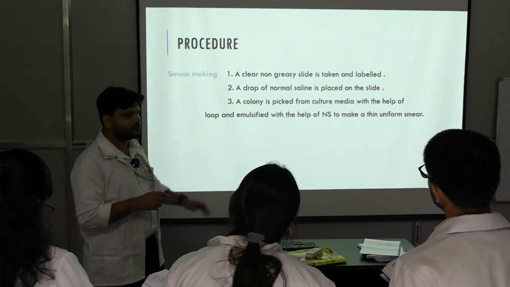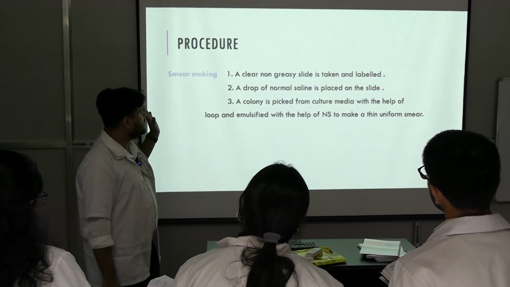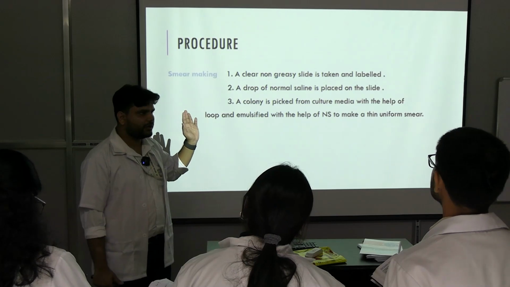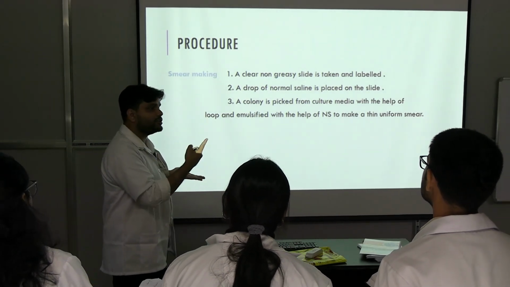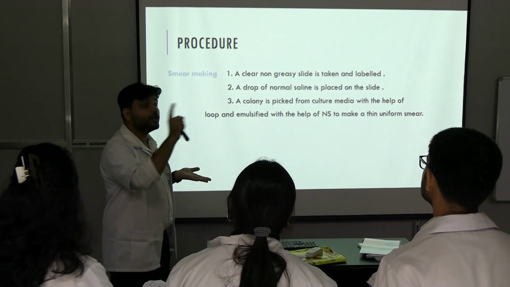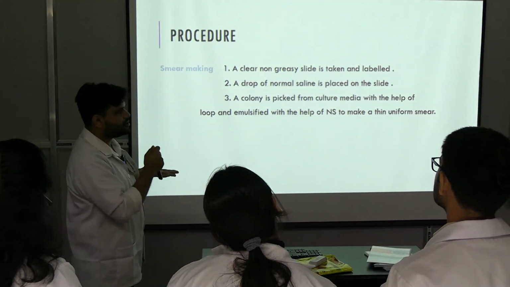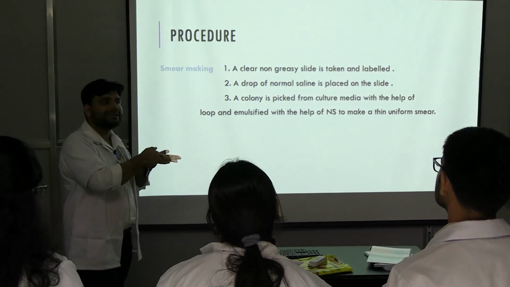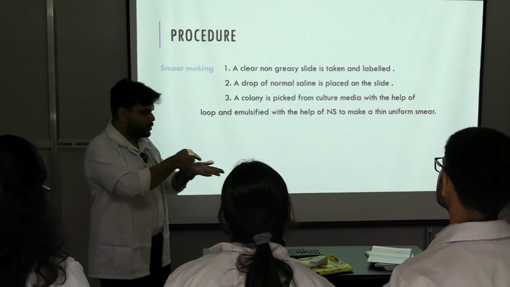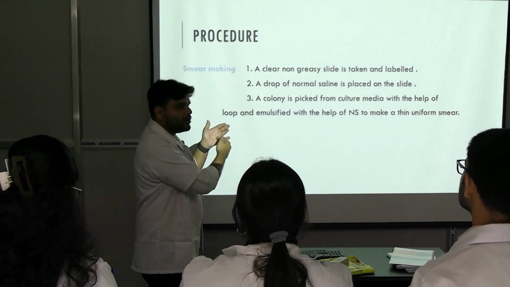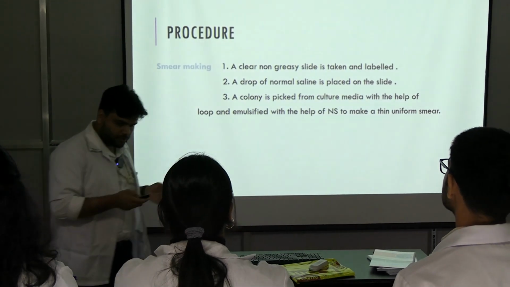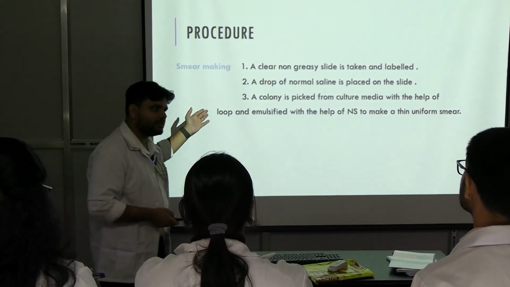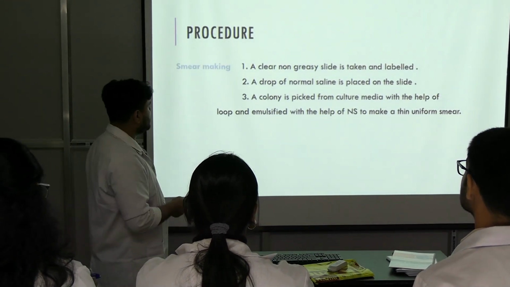So the procedure, the first step is already done for you, the smear making. In case of smear making, just know the steps. We take a clean, non-greasy slide, and then we put a drop of saline water over it and we take a colony out using an inoculation loop, and we emulsify on the saline drop. We move it in a circular or an oval shape from center towards the outwards. So our talented lab technician has already made the smears for you.